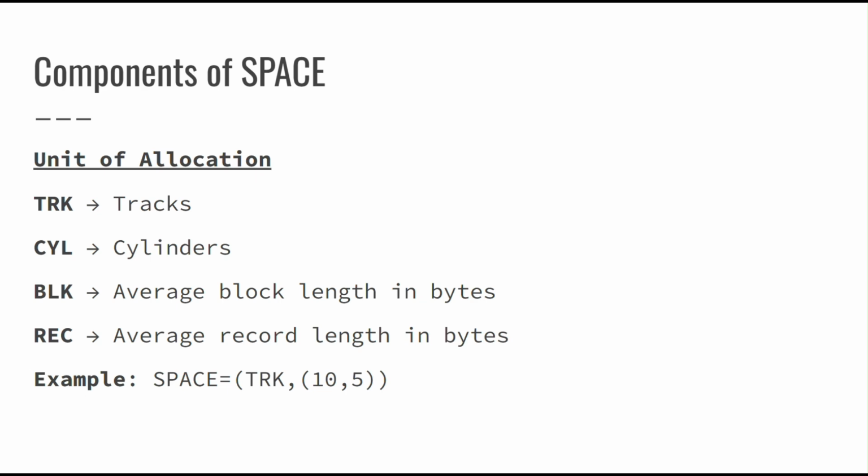Components of space. The first one we are going to see is unit. Here we have TRK, which means track, CYL, which means cylinder, BLK, which means block, REC, which means record. For example, it will be like SPACE equals TRK, 10, 5. I will explain what this 10, 5 is in detail in the next slide.